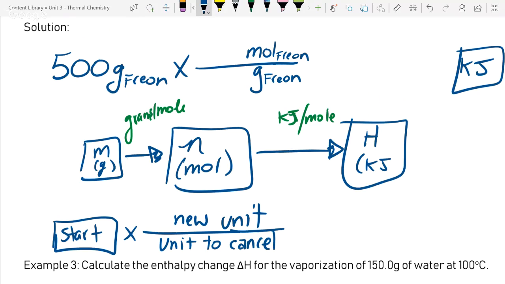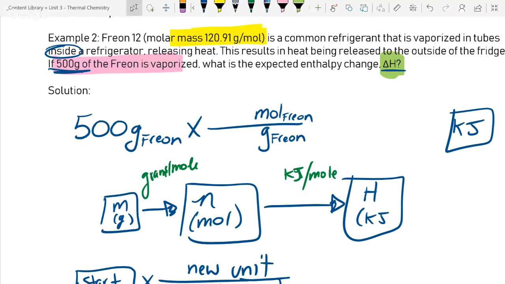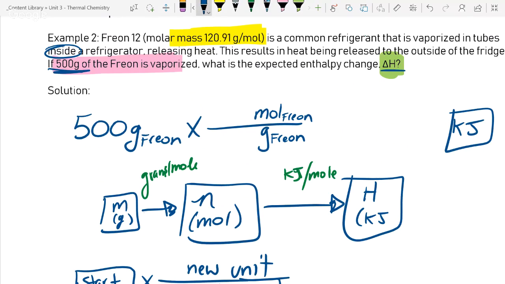Only once you've put the units in place, now ask yourself, do I have a number for that? Do I know how many moles of freon are in a gram? Or do I know how many grams of freon are in a mole? Do I have a number for that? Yeah, specifically, it is this one. 120.91 grams of freon is 1 mole. And so we put that in. Now, keep in mind, it's 120.91 grams of freon that are 1 mole.